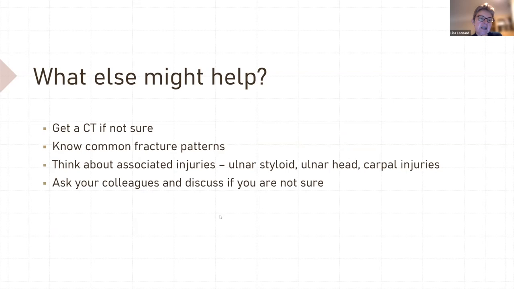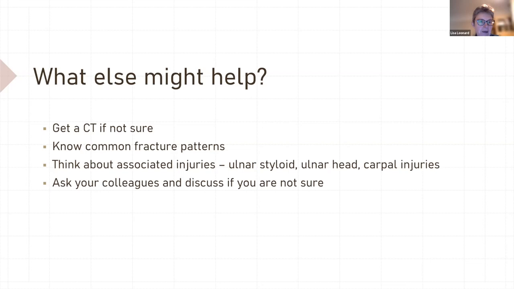Know your common fracture patterns, so know your enemy, as it were. Think about your associated injuries, what you're going to do with the ulnar styloid, ulnar head, carpal injuries, and ask your colleagues and discuss if you're not sure. And that is one of the strengths of working in a team. And we all work in teams, but sometimes the team is very big, but a smaller hand team is helpful. And you'll see other advantages of that as we come through, because this is a bit the good, the bad and the ugly, this talk.